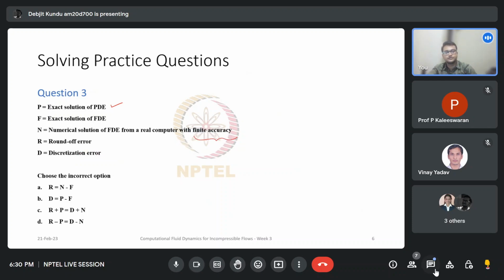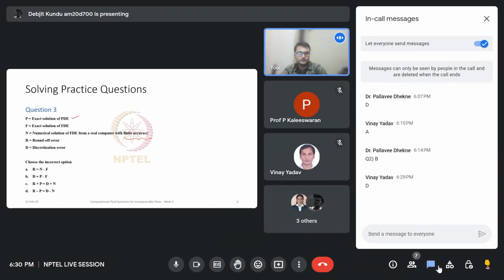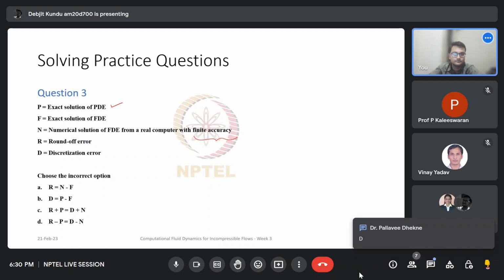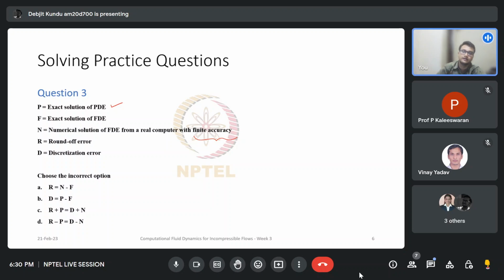Okay, we have one response in the chat box which says option D. Let's see what others have to say. Okay, another response in favor of option D. Let's see what others have to say. There is no hurry. Take your time. Try to see which one is correct and incorrect. We need to find out the incorrect one.